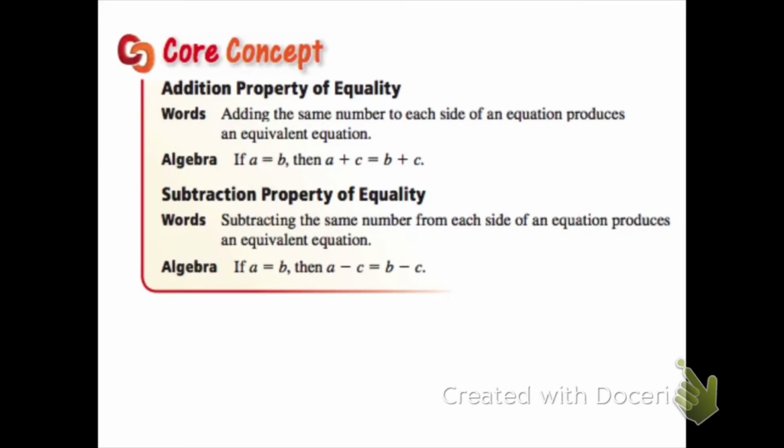So the properties, they're all about inverse operations. If you need to be undoing addition, you would use the subtraction property. If you are undoing subtraction, you would use the addition property, because if you add the same number to each side, it produces an equivalent equation. So it's all about maintaining equality. That's what we're going to be working on.